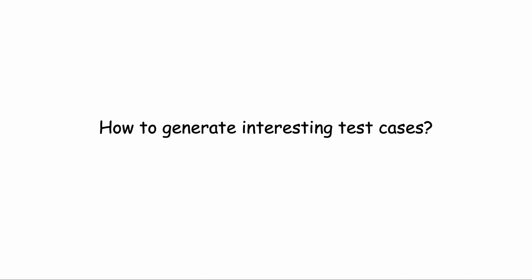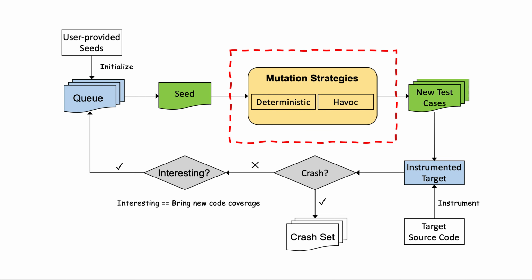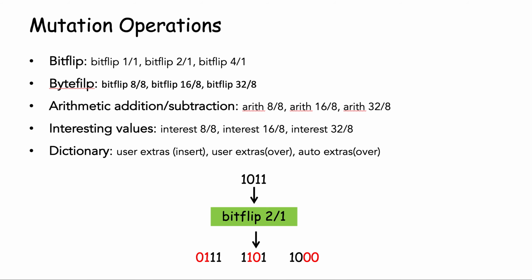The core of coverage-based Greybox fuzzing is how to generate interesting test cases. So, much attention has been paid to mutation strategies. Mutation strategies often consist of a set of mutation operations. For example, AFL employs bit flip, byte flip, and so on. As shown in the slide, given a binary sequence, operation bit flip 2/1 will sequentially flip 2 bits with step over 1 bit. As a result, 3 new test cases are generated.